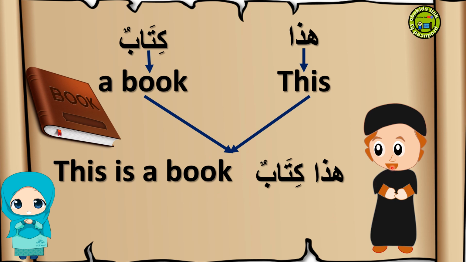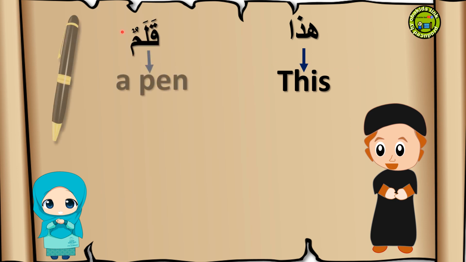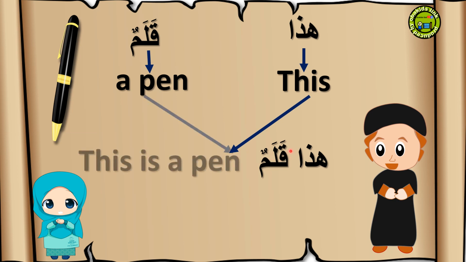Let us move to another example. This is هذا. هذا means this. This is قلم. قلم means a pen. Now if we combine هذا and قلم together, it makes هذا قلم. Say after me. هذا قلم. Which means this is a pen.